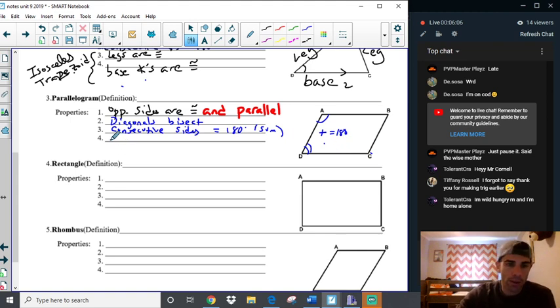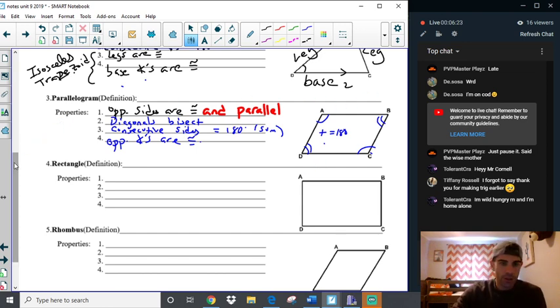And the last one is opposite angles are congruent. So angle D is congruent to angle B, and angle A is congruent to angle C. So there are your rules for a parallelogram.